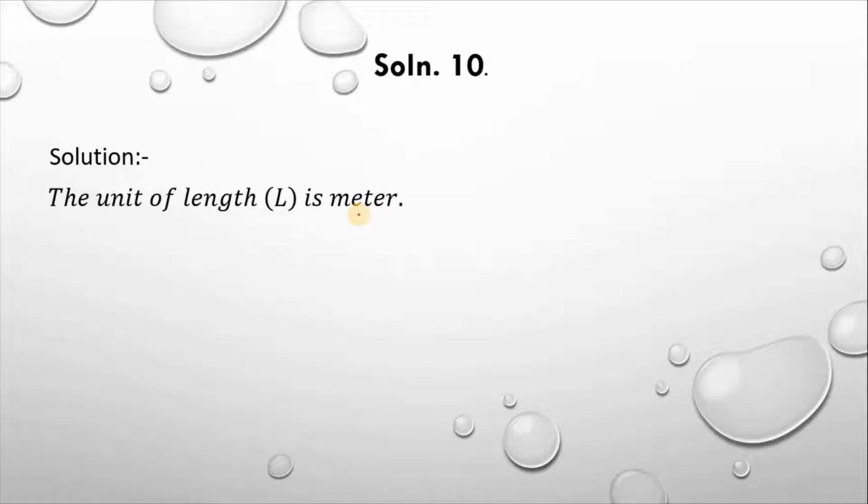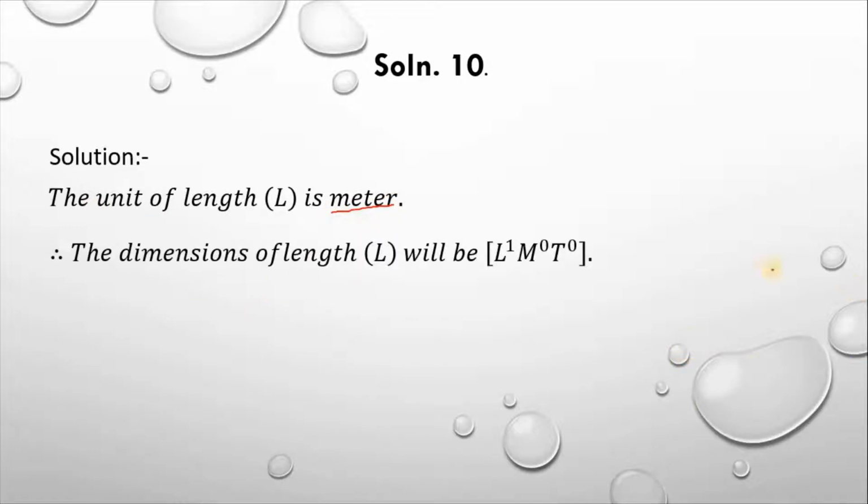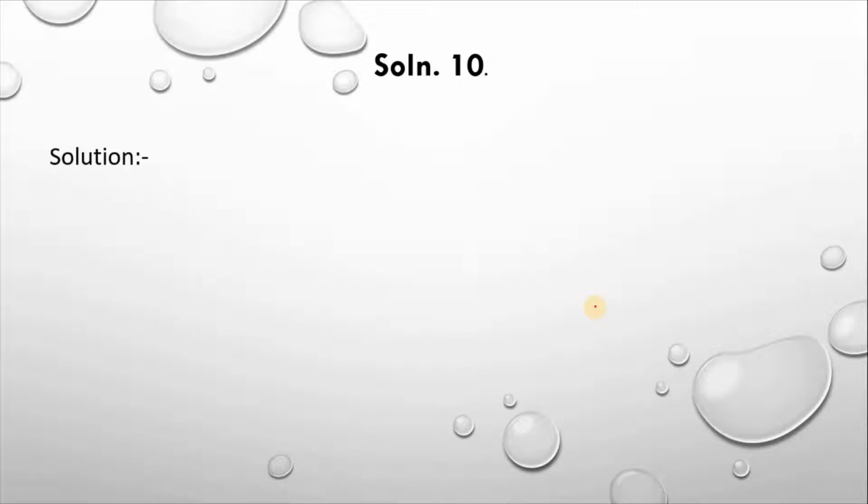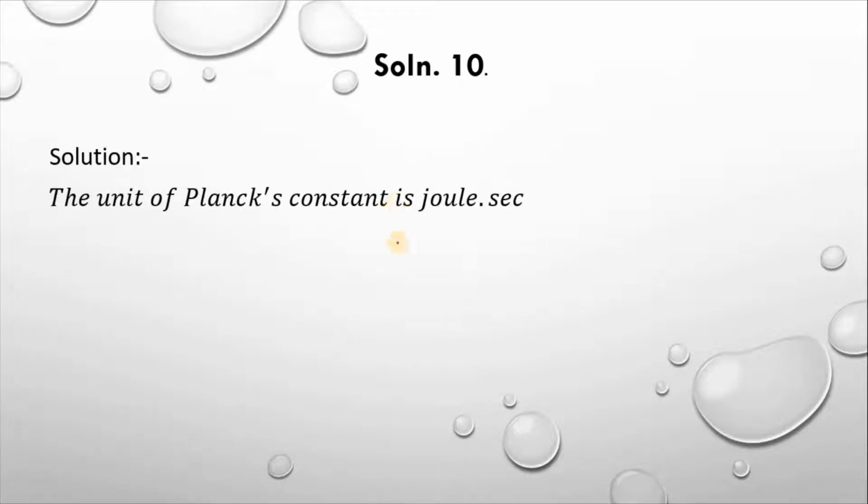The unit of length is meter. We already know that, right? Using this, you can write the dimensions of length as L1, M0 and T0, because here only length will come. So L1 and the other things will be 0. The unit of Planck's constant, small h, is joule second. You already know that because it will be given as a constant value in your question papers, so you can take it from there. You don't have to memorize it.